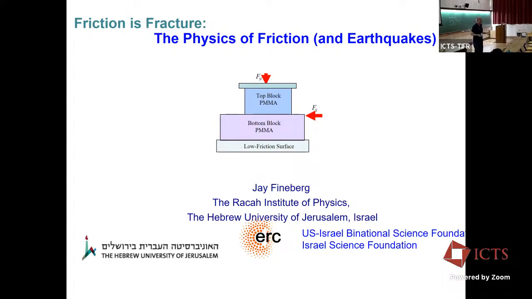So why is this even interesting? Coulomb solved it hundreds of years ago. Actually, he plagiarized Hamilton, which is why it's called the Hamilton-Coulomb law. But what we'll be concentrating on is what happens along this interface. It's actually holding two blocks together.